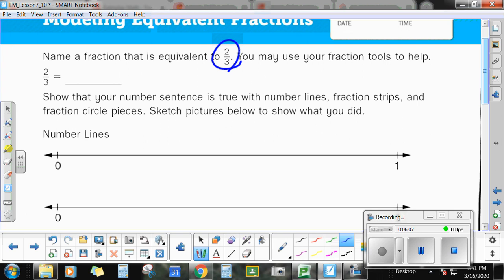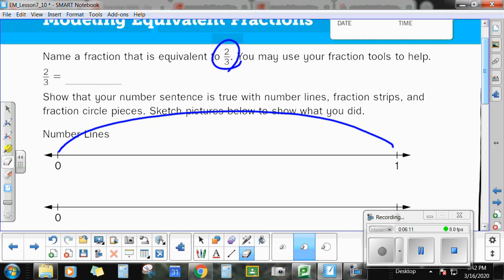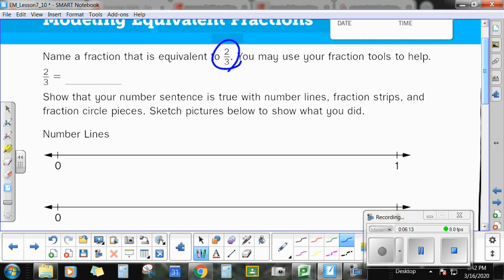So here I have my number line. It's going from 0 to 1. I'm going to divide it into 3 equal pieces. So remember, with thirds, it's kind of a little bit tricky. You've got to kind of eyeball it, and sometimes you might need to erase your marks and adjust them a little bit so that you can make it as equal as you possibly can.